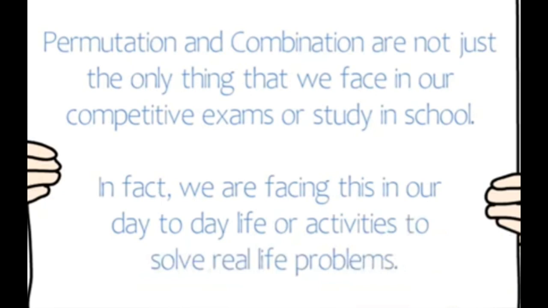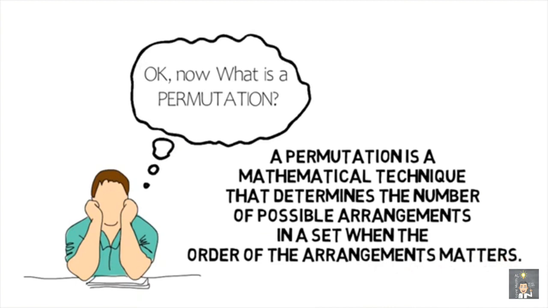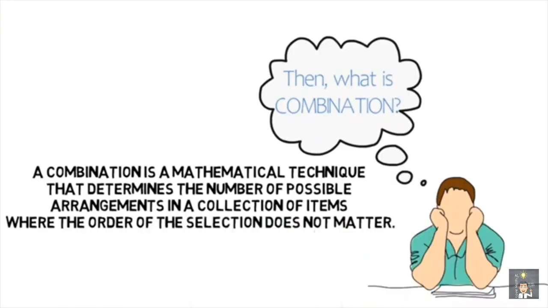So from now on, let's go on to the difference between permutation and combination. Permutation and combination are not the only things that we face in our competitive exams or study in school. In fact, we face this in our day-to-day life or activities to solve real-life problems. So again, what is permutation? A permutation is a mathematical technique that determines the number of possible arrangements in a set when the order of the arrangement matters. The combination is a mathematical technique that determines the number of possible arrangements in a collection of items where the order of the selection does not matter.